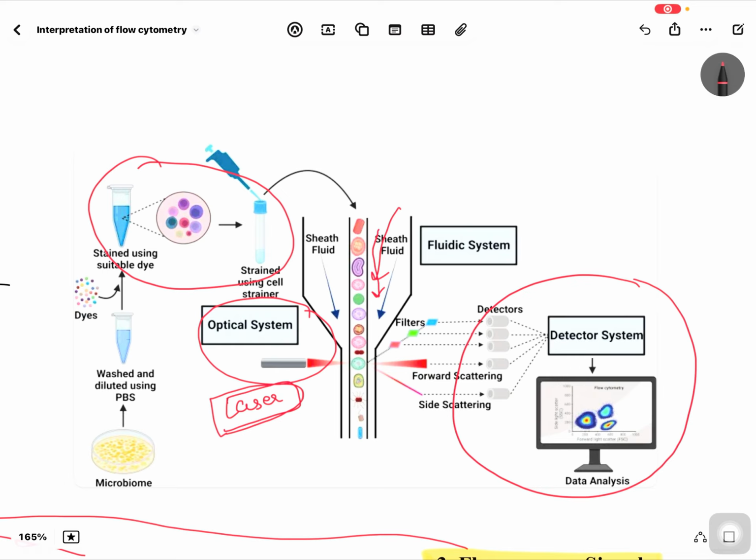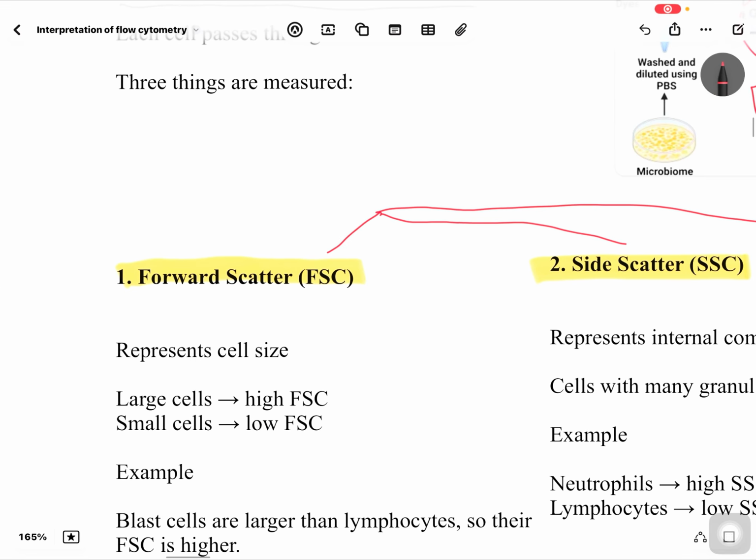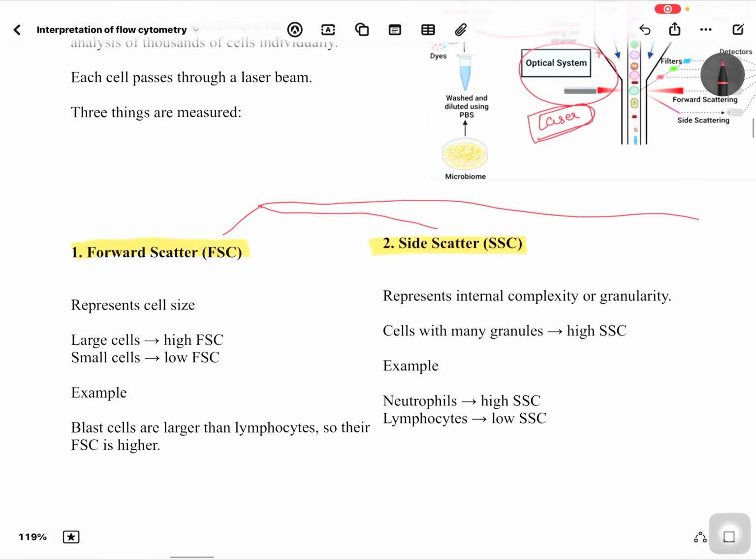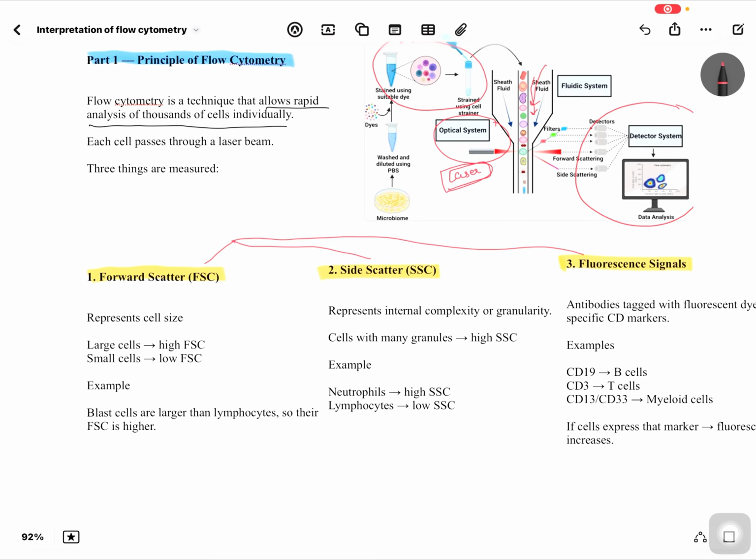With the help of this laser, cells are passed one at a time, and this laser beam detects them, and the signal is divided into three parts. First is forward scatter, second is side scatter, and third is fluorescence signals. What do you see in forward scatter? Forward scatter represents the cell size. The larger the cell, the higher the forward scatter. Blasts are larger than lymphocytes, so their forward scatter is higher.